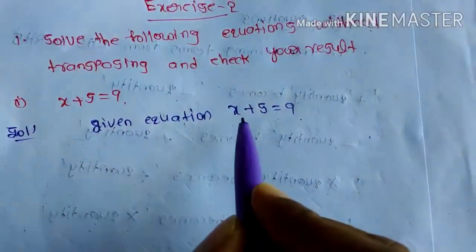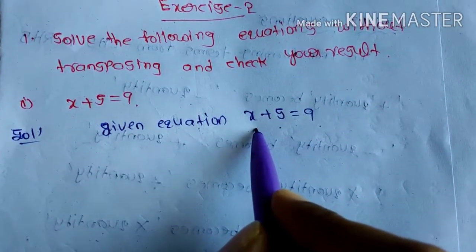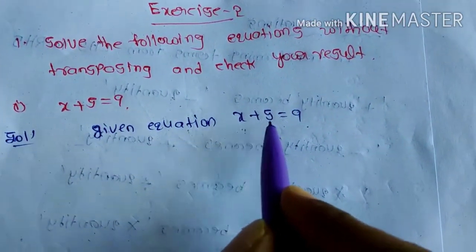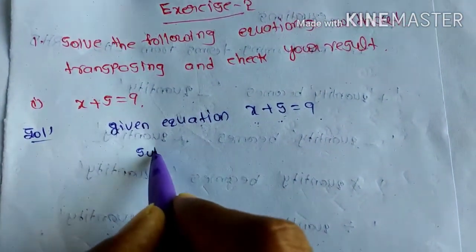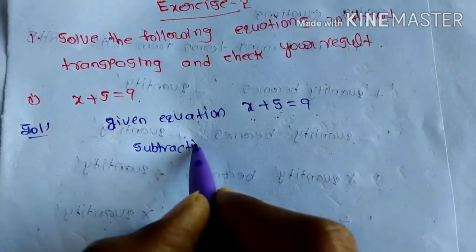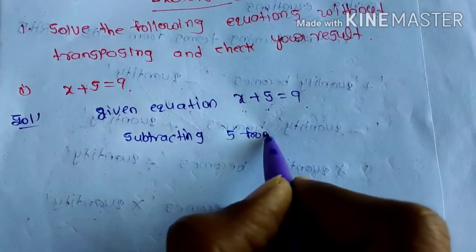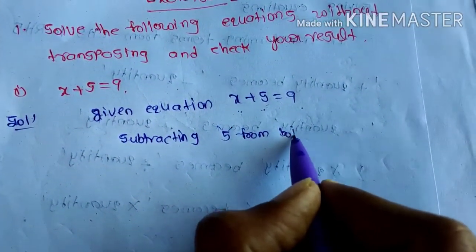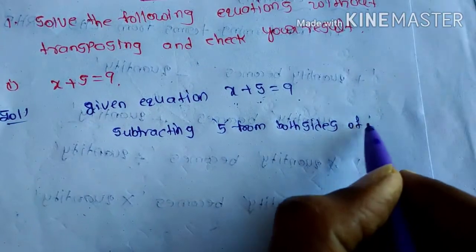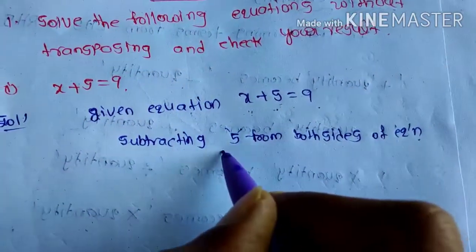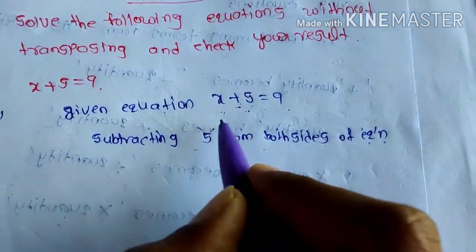Observe here, what is the LHS? x plus 5. We need to find only the x value. So you can subtract 5 from both sides of the equation. See here, subtracting 5 from both sides of the equation. Why? Because it is addition. If it is addition, you can do subtraction.